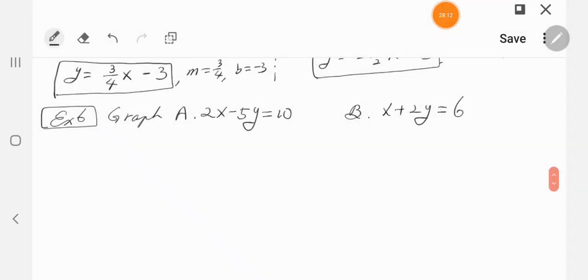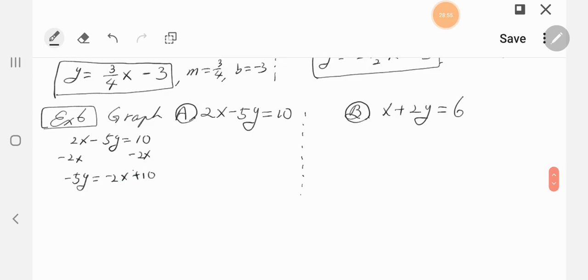Okay, exercise 6. Graph the equation. When we graph this, the first method is we can rewrite the equation in y equals mx plus b. So let's rewrite it, and then find 2 points. So minus 2x on each side. So negative 5y equals negative 2x plus 10.